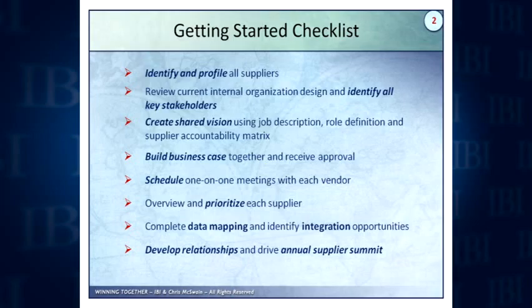Step 5 moves you back into the external view with one-on-one meetings with your suppliers. As you do, step 6 allows you to create an overview and evaluate each supplier. The process becomes even more interesting now as you move into step 7, in which you complete the data mapping and supplier integration opportunities. You may at this point want to go back to update your business case because you will have learned a great deal more than you did in the initial profile information. Finally, in step 8, you develop relationships and drive your supplier summits and workshops.